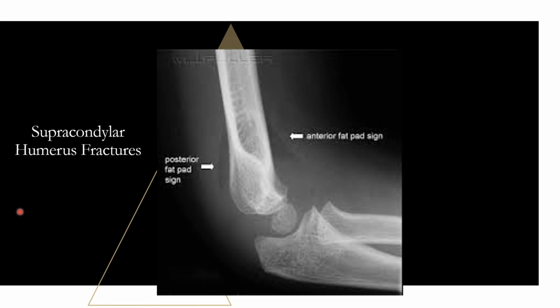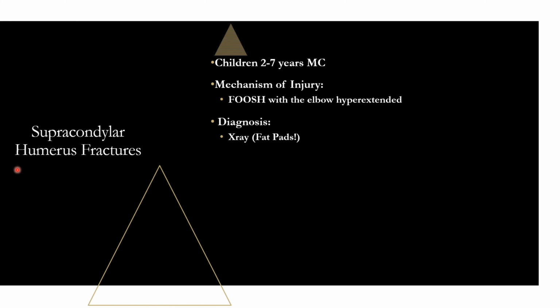There's also something called an anterior humeral line, and if there's displacement of this line, it can indicate a displaced fracture. I don't think they're going to ask you about that, so really just focus on your fat pads, really the posterior. I'm going to go a little bit into the anterior and some details about that next when we talk about radial head fractures. But just know, look for your fat pads on your supracondylar humeral fractures, particularly with the non-displaced ones.